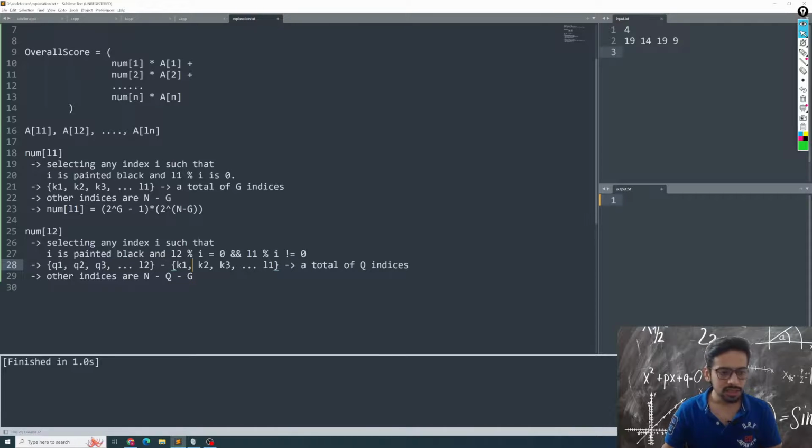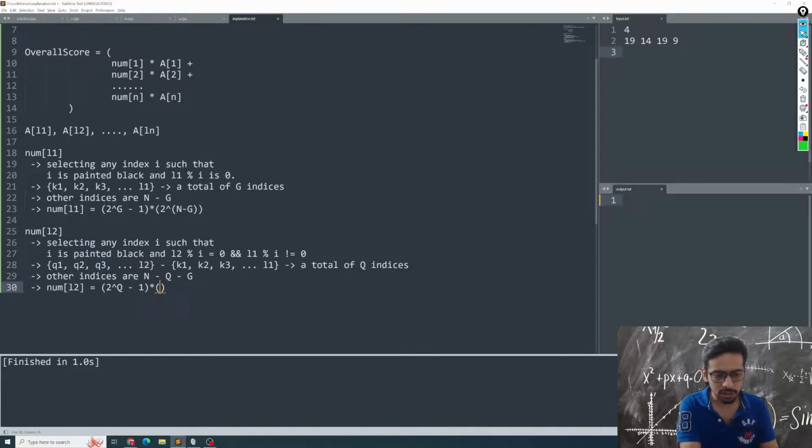So these are the good indices, but since we want to exclude the L1 ones, we have to exclude these also, and this will be a total of Q indices. So amongst these Q indices, you can pick any. You just want at least one to be picked, and the rest you are okay. So any subset of these Q indices is good.